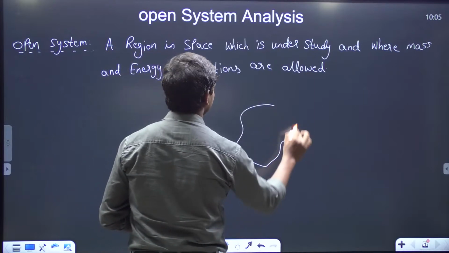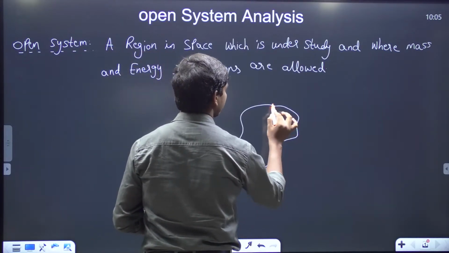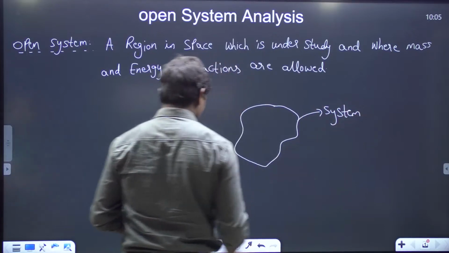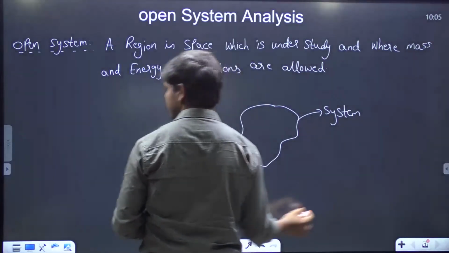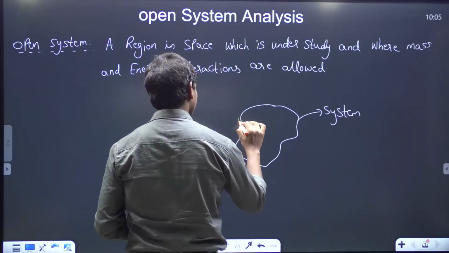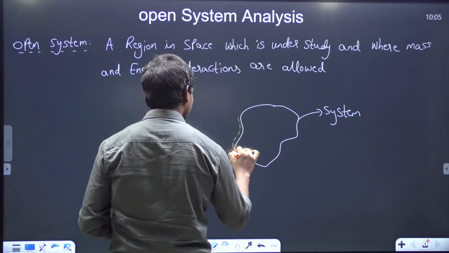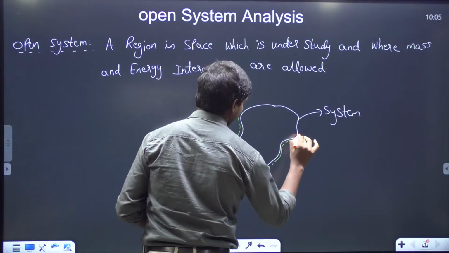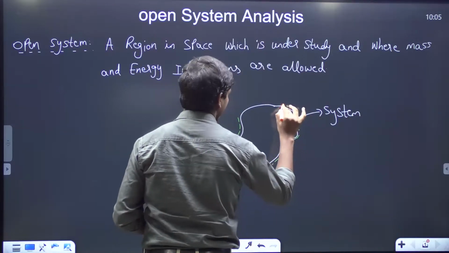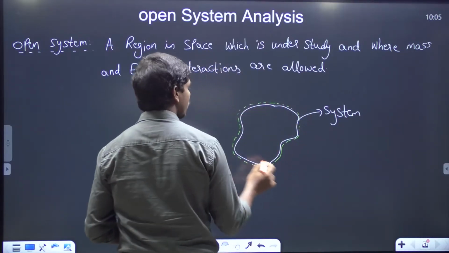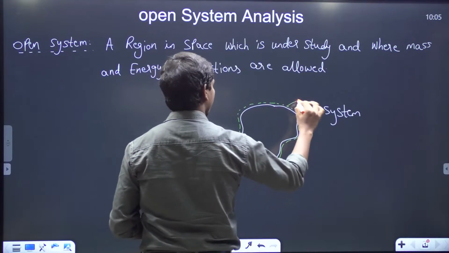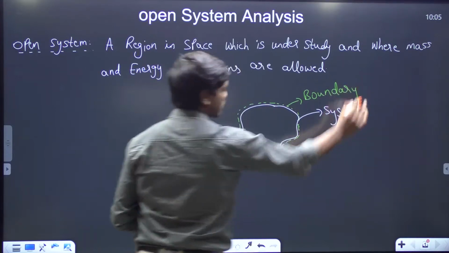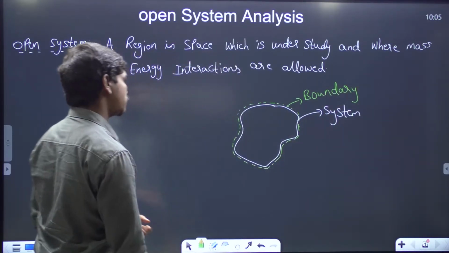If you take any system in general, if this is your system, then you have some boundary. And how does the boundary look? Something like this, that separates the system from its surroundings. So this is the boundary, and everything external to the boundary you call the surroundings. Correct? So see here.